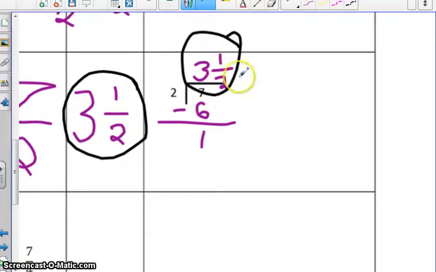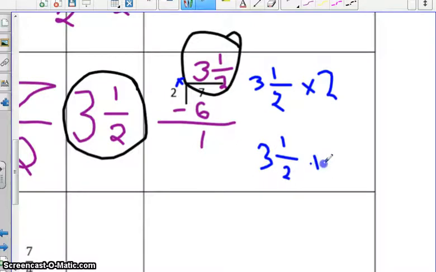So let's check it. So in this case, it's 3.5 times 2. Now 3.5 times 2 is the same thing as 3.5 plus 3.5, because there's 2 of them. Times 2 means there's 2 3.5s. So 3.5 plus 3.5. And if you just add the whole numbers first and then the fractions.